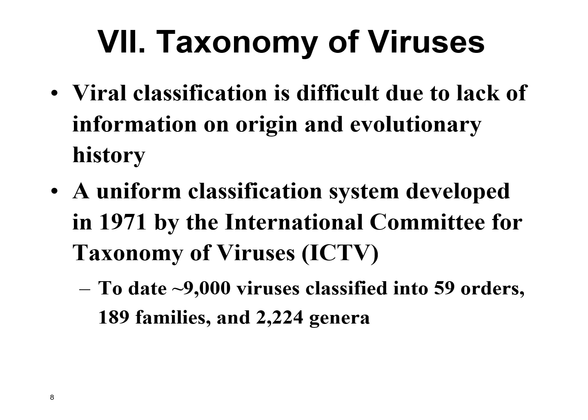And to date, there's been over 9,000 viruses that have been studied and have been classified into 59 different orders, 189 different families, and over 2,000 genera or genuses. And we know that there are a lot more virus species out there that are still waiting to be discovered.